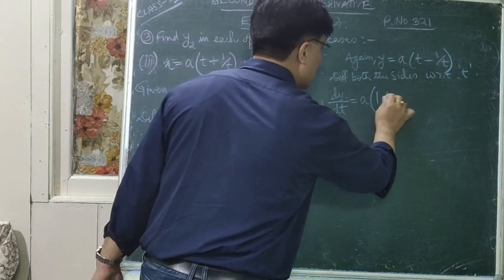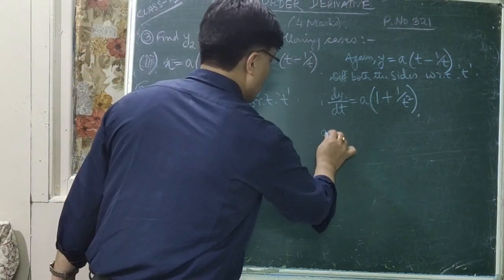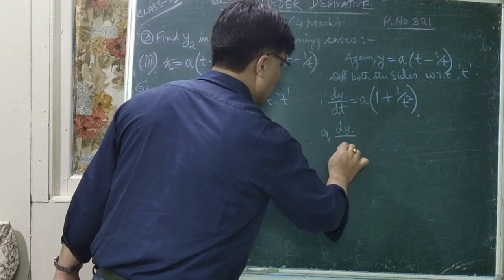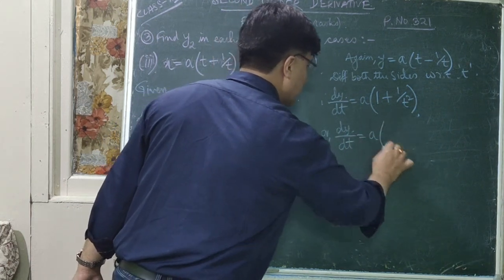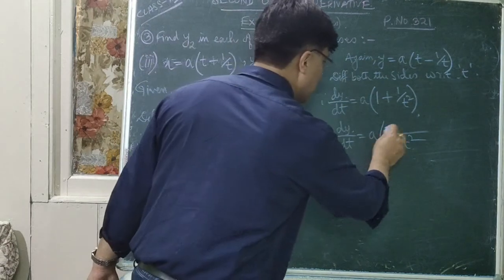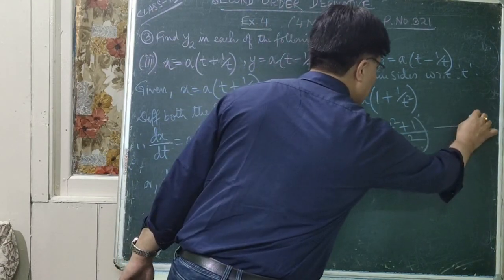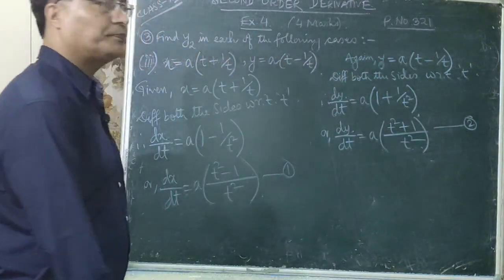So minus into minus plus 1 by t square, right? So this is your dy by dt is equal to a. What's the LCM? It is t square LCM. Now the numerator becomes t square plus 1. Let us mark it number 2.